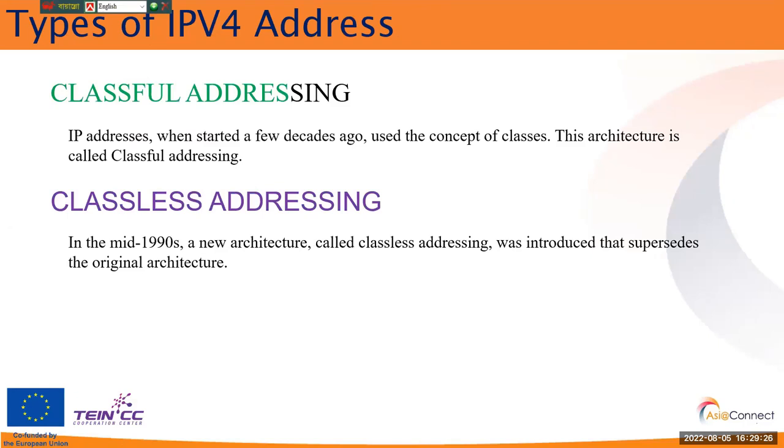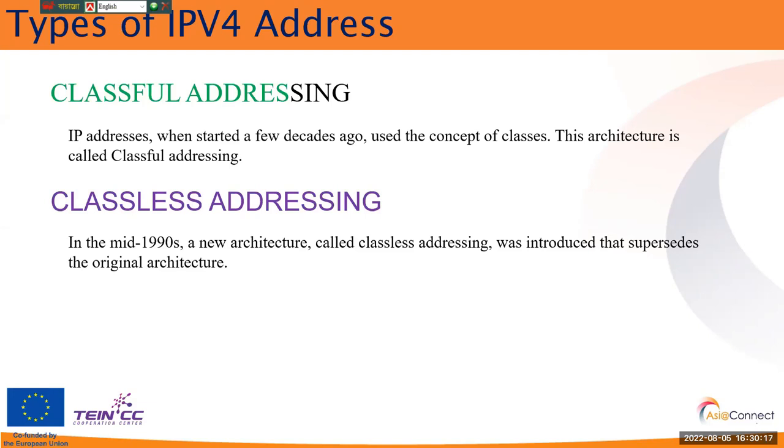Okay, now let's go to the IPv4 directly. So we know about the background of IPv4 and different kinds of issues we have already studied. And now, types of IPv4. Basically, initially when IP addressing started a few days ago, it used the concept of classes. This architecture is basically called classful architecture. When IP addressing started, the IP address followed a structure and the concept of using different kinds of classification. They classified the IP address in different ways. So this concept is called classful addressing.